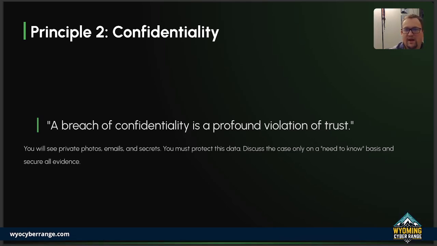All right. Now, principle 2 is going to be confidentiality. We will see private photos, emails, secrets, and we have to protect this data. We're only going to discuss what we find with authorized personnel, and we're going to make sure that all the evidence that we do have is in a secure locker and encrypted. We're going to make sure that nobody can get access to this unless they need to know, and it's secured properly.